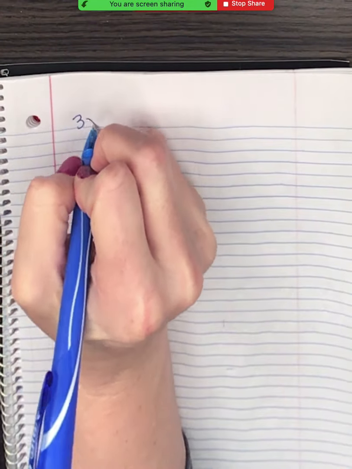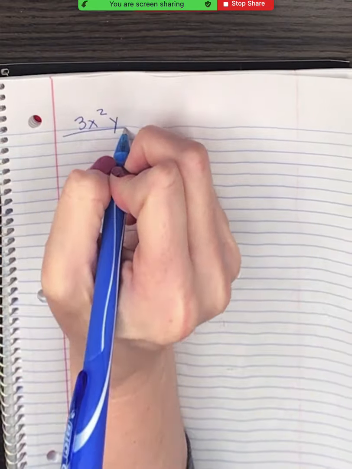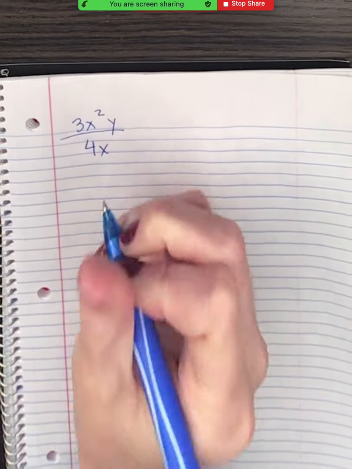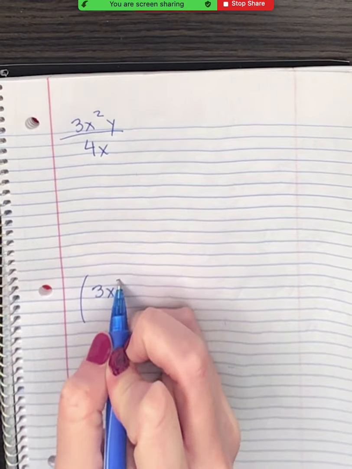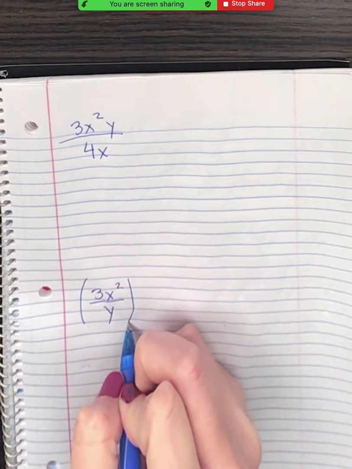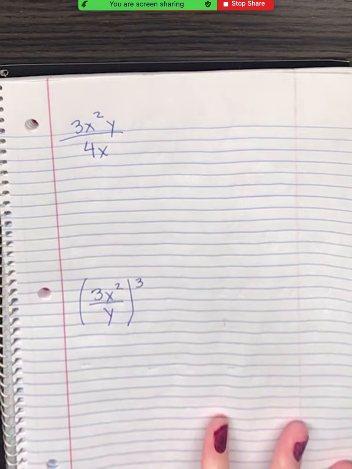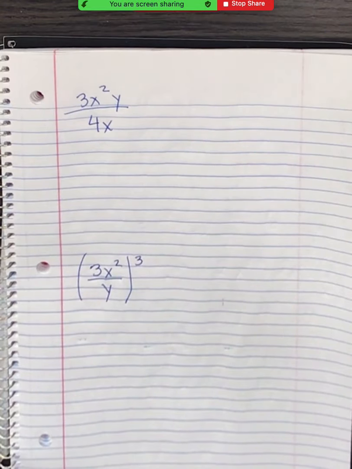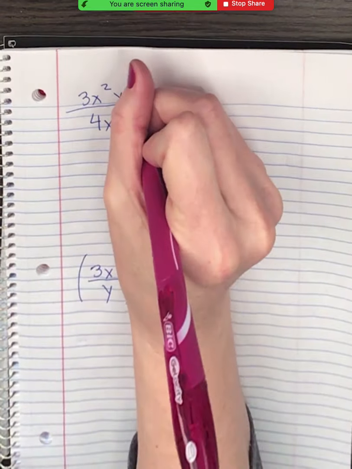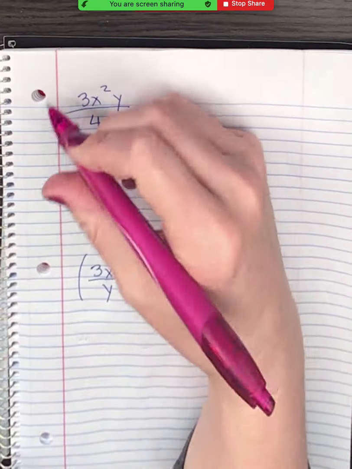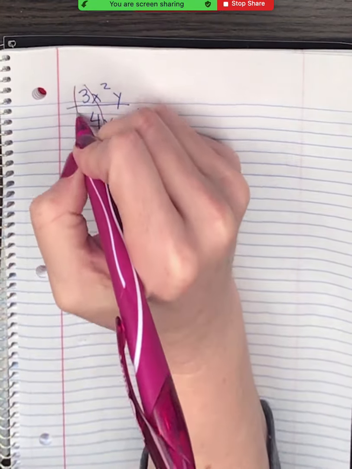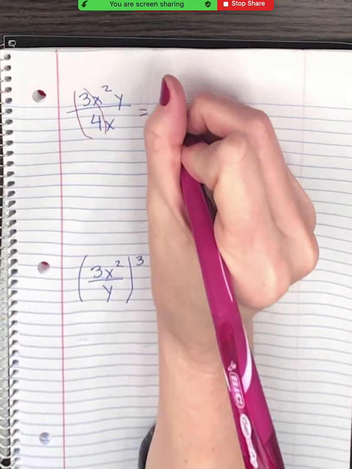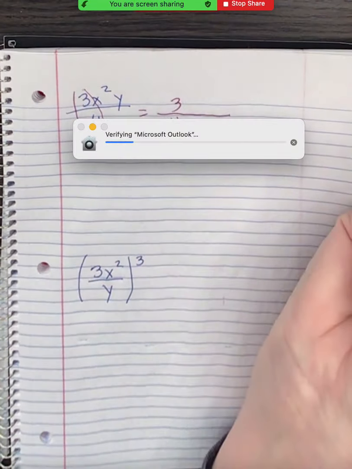All right. 2 more. 3x squared y over 4x, and then 3x squared over y, all raised to the 3rd. Okay, these are multi-step. So first, when you're trying to simplify, you can put like terms together. So we get 3 over 4, that's our fraction. Okay, you can't really simplify that.